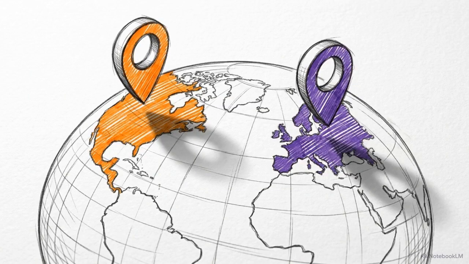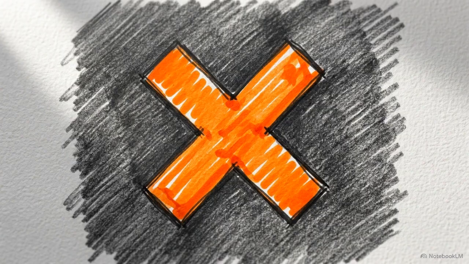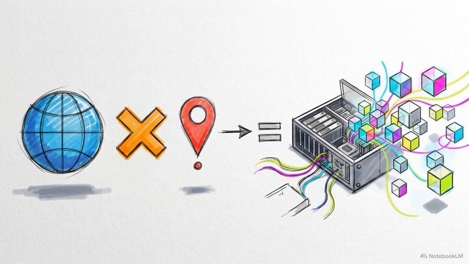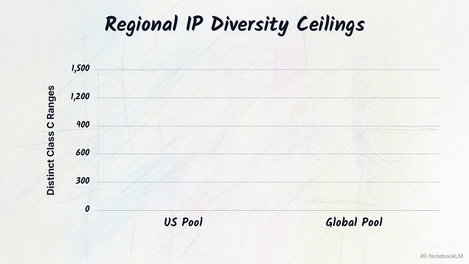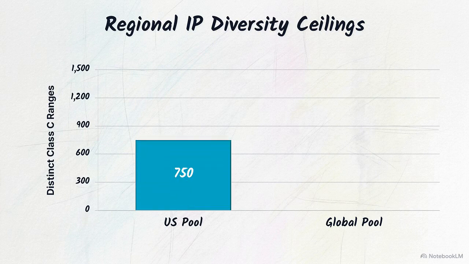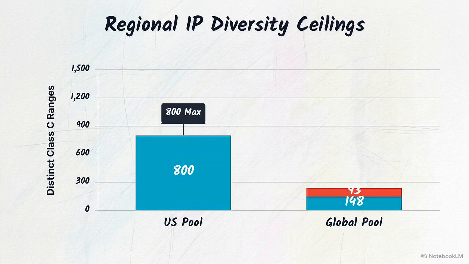The final scenario involves the international operator scaling properties into parallel US and European markets. Here, the math requires a multiplier. You must take your target domains and multiply them by your target regions to find the true IP requirement. This chart highlights a hard technical ceiling for non-adjacent ranges. Providers max out at roughly 800 distinct US ranges and 1,300 globally.